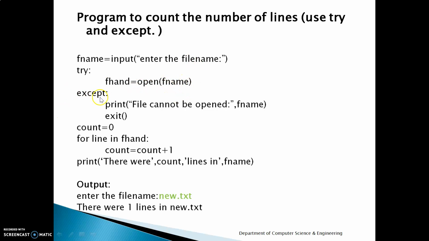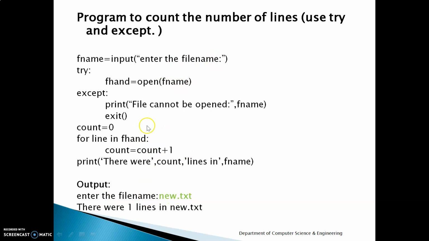So then in this except block, see you have written print file cannot be opened. What is the name of that file? And then you are doing the exit. So that if it is not able to open, it is not going to go ahead and it's going to exit the program. But if in case nothing goes wrong here, it will directly come to this part. Except block is skipped. So what it does, count equal to 0, for line in file handle, count equal to count plus 1. So it will print there were whatever number of count, that many lines in the file name. So this is how the output would look like. It is asking enter the file name.